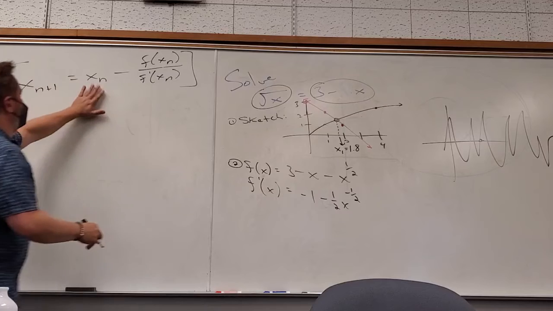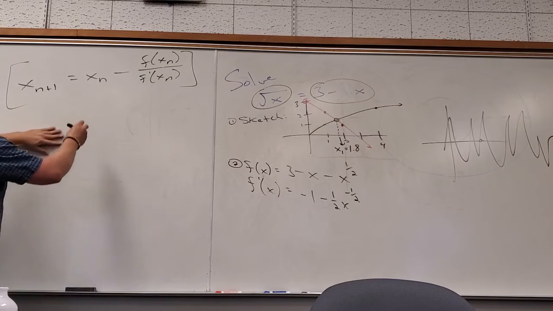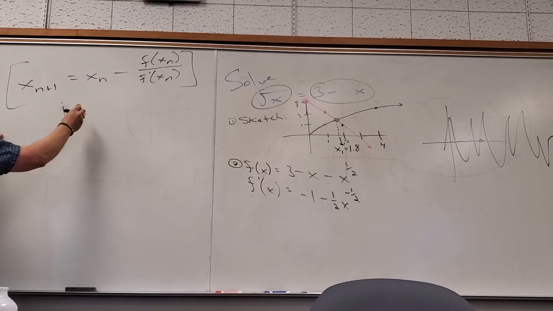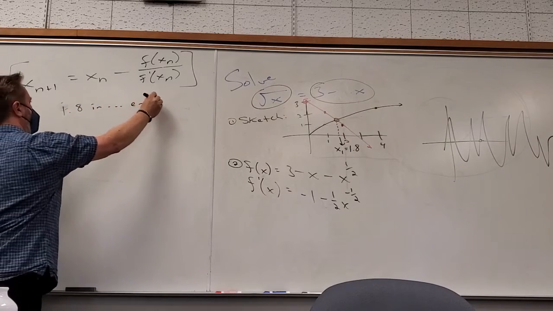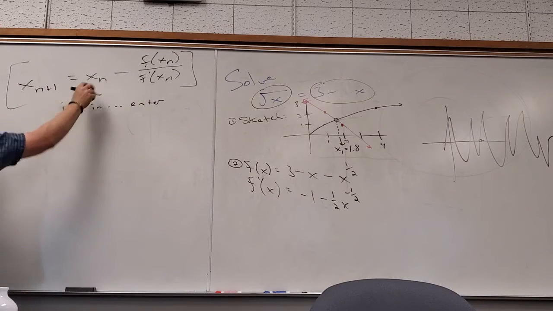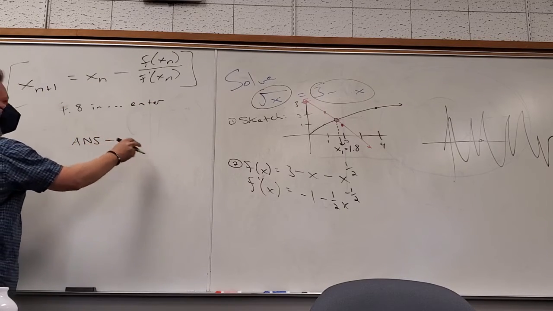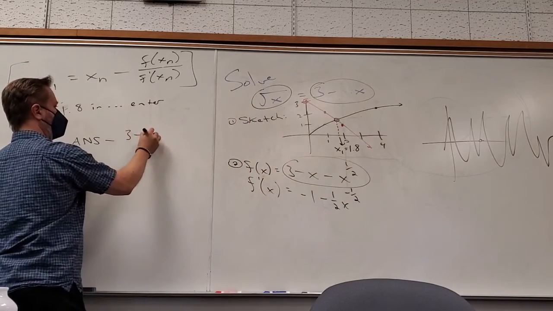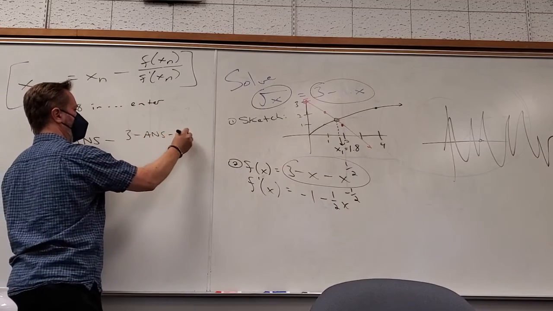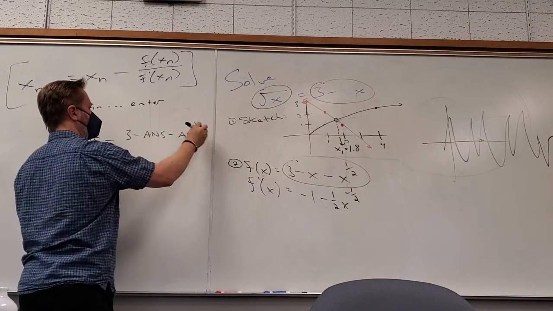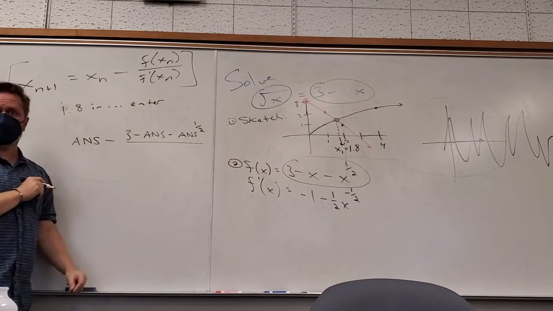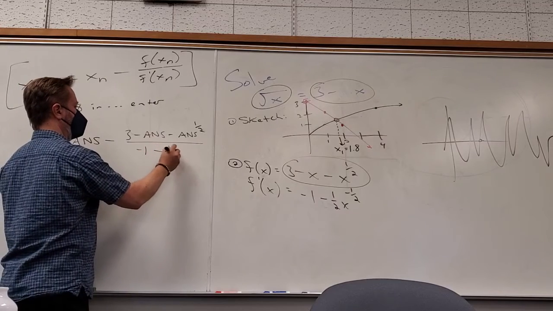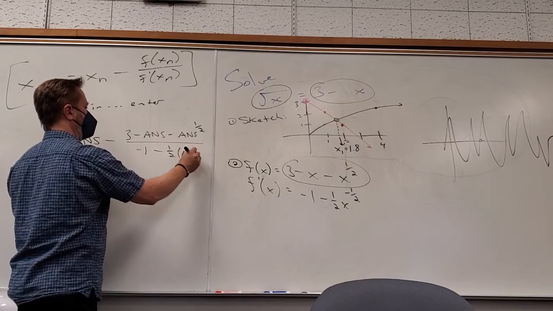So what does this look like? If I put 1.8 in, enter, then this is going to look like answer minus this, where I put an answer in place of all the x's, yes? Over -1 minus 1/2 answer to the -1/2.